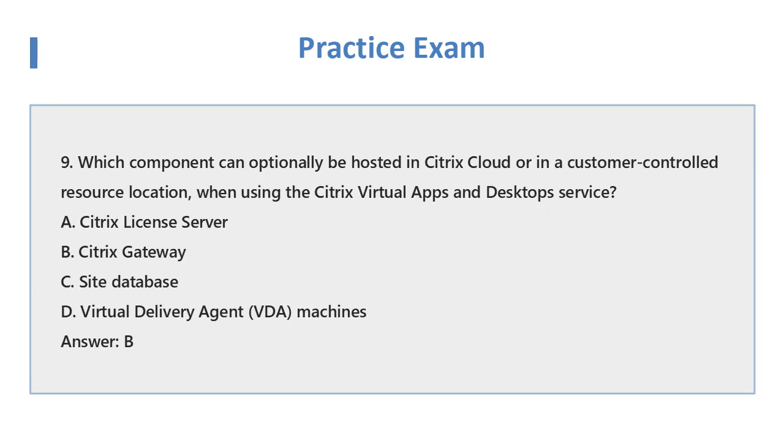9. Which component can optionally be hosted in Citrix Cloud or in a customer-controlled resource location when using the Citrix Virtual Apps and Desktops service? A. Citrix License Server. B. Citrix Gateway. C. Site Database. D. Virtual Delivery Agent, VDA, machines. Answer: B.